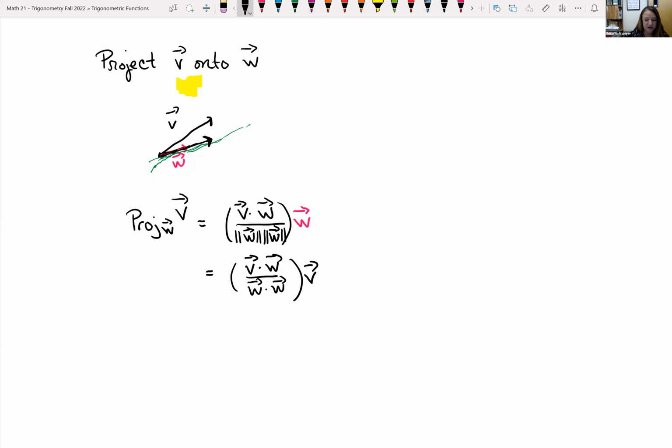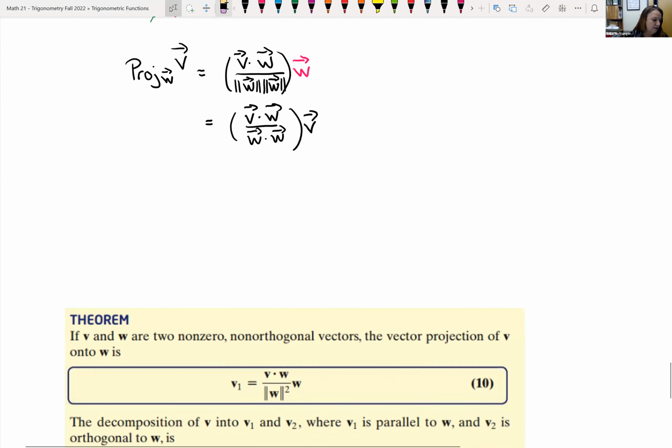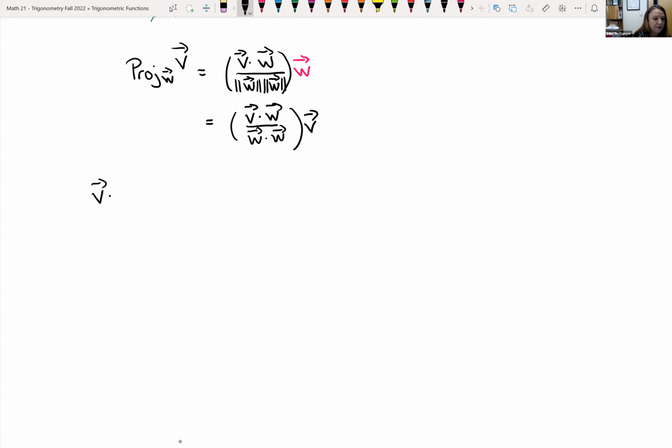So let's look at an example here. Let's say that we're given that vector V is equal to 2 vector I plus 4 vector J, and W is equal to negative 2 vector I plus 6 times vector J. And we want to determine the projection of V onto W. So let's just break this down. Let's first look at, we have the formula in front of us, V dot W.